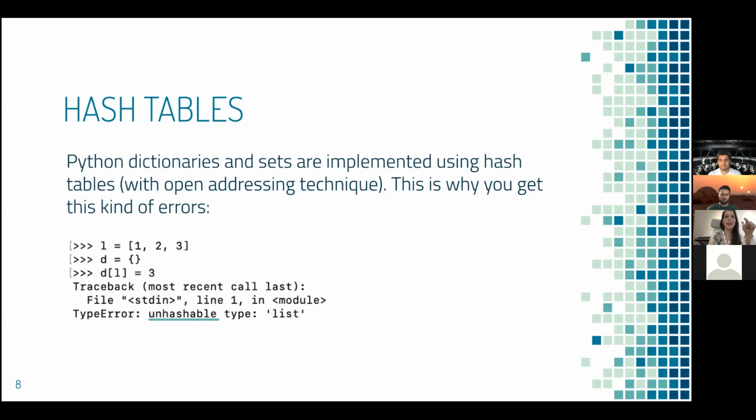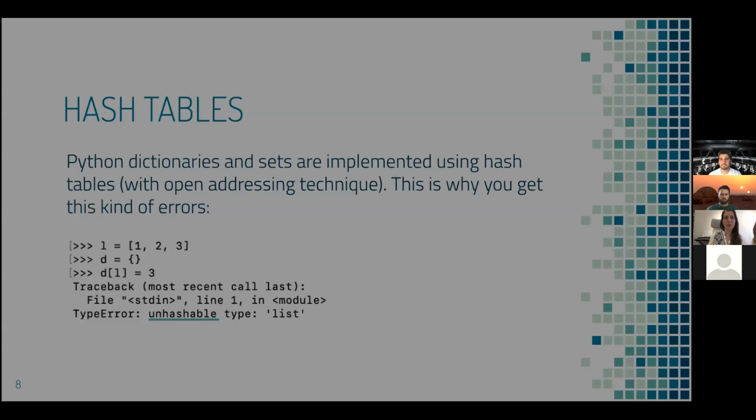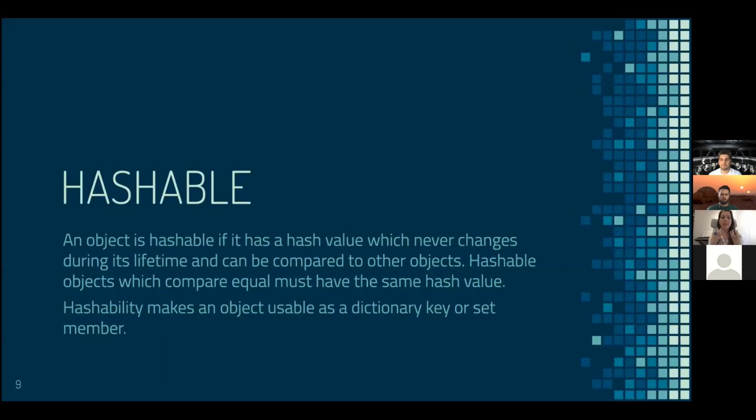And this has to do with the fact that it's not a valid input for your hash table, for your hash function. Let's talk a bit more about this. So this is the formal definition of what it means to be hashable in the Python world. An object is hashable. Let's read together.